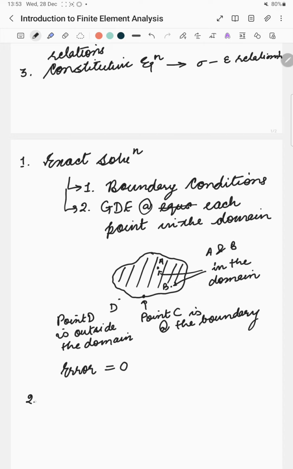The second way is to get an approximate solution. Why do we need an approximate solution? The answer is very simple, that it is not easy to get the exact solutions. We may have a very complicated domain, we may have a very complicated governing differential equation whose integration may be very difficult, and almost in most of the practical cases we will find that finding the exact solution is very difficult. Thus we go for the approximate solution.